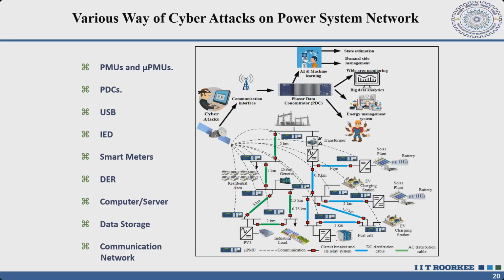PMUs are the most vulnerable devices because they send their data to the PDC, higher in the hierarchy. Usually 8 to 10 PMUs from one region send data to one PDC. Let's say in one substation you have three incoming feeders and three outgoing feeders. Each takes data of three currents and three voltages, so six data and six feeders. So 36 data are taken by one PMU, multiplied by 8 or 10 PMUs.